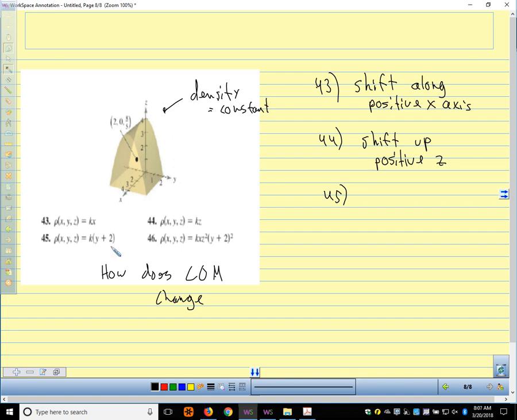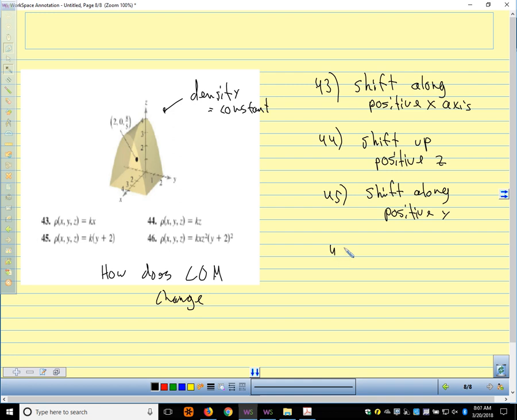How's it going to shift? To positive y. So it shifts this way. So it wouldn't be right there on the x-axis anymore.